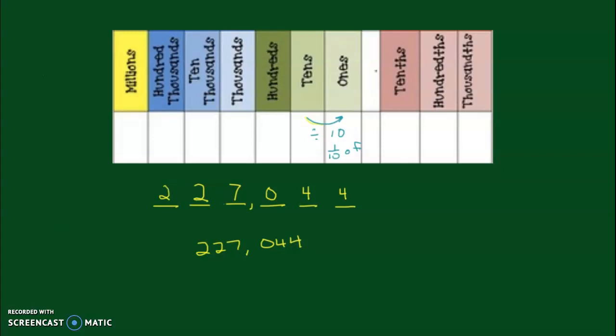Quick reminder, this is important, and we're going to talk about this a lot throughout the year. As we're going to the left on a place value chart, the place is 10 times bigger than the place to the right. So moving to the left, it's 10 times bigger. Moving to the right, it's 1/10 of, or dividing by 10.